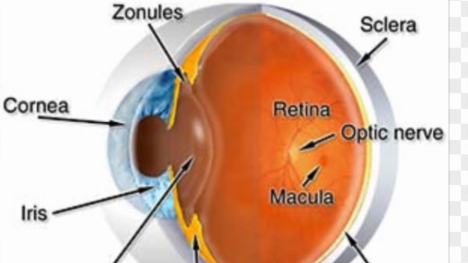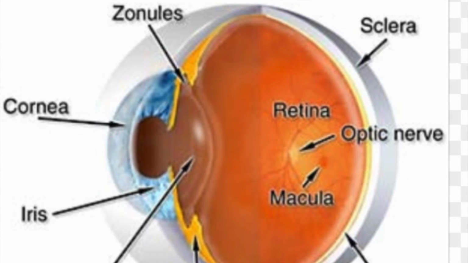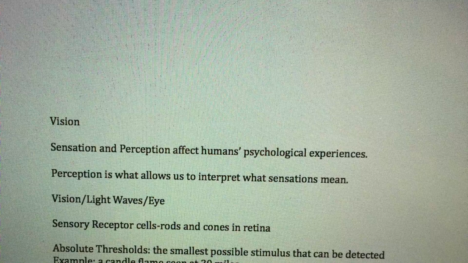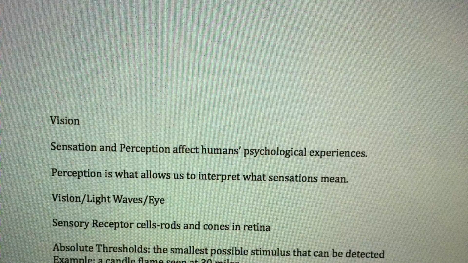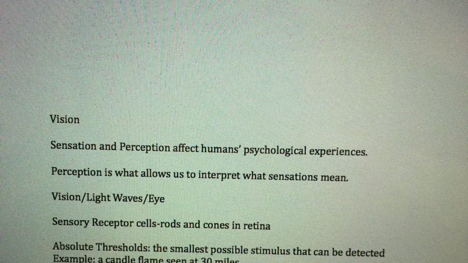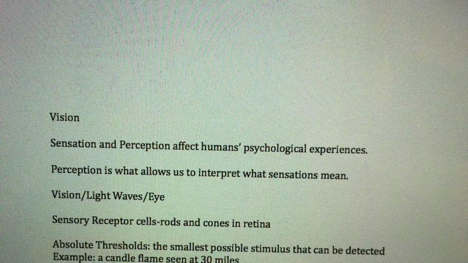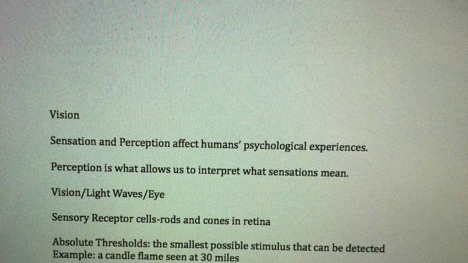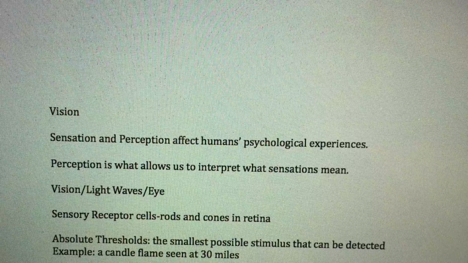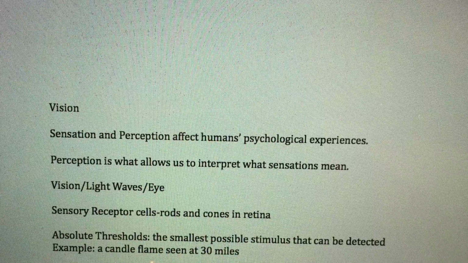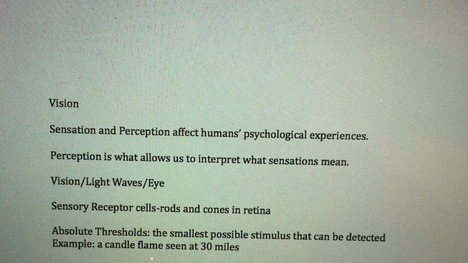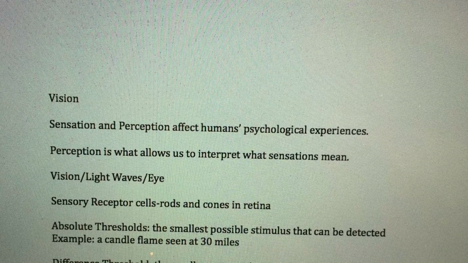Absolute thresholds are the smallest possible stimulus that can be detected. An example of this absolute threshold could be a candle flame seen 30 miles away from where someone is. We also have difference threshold. This is the smallest amount by which two sensory stimuli can differ in order for an individual to perceive them as different.